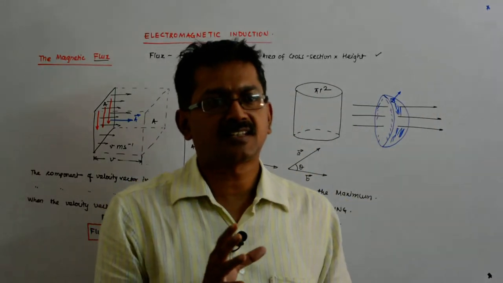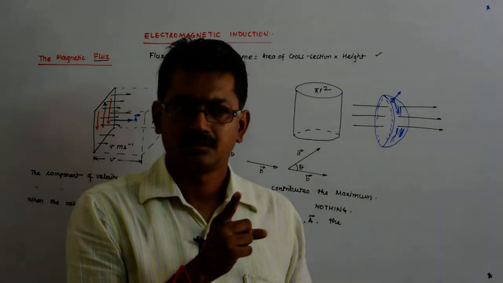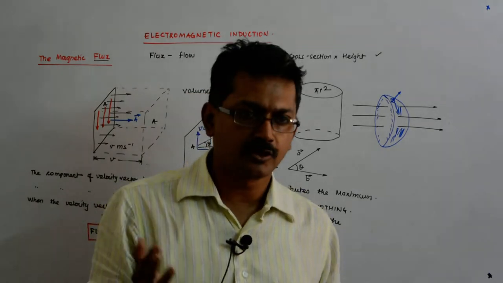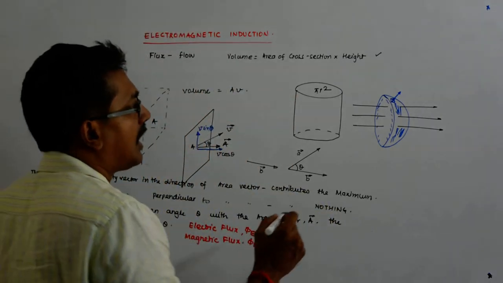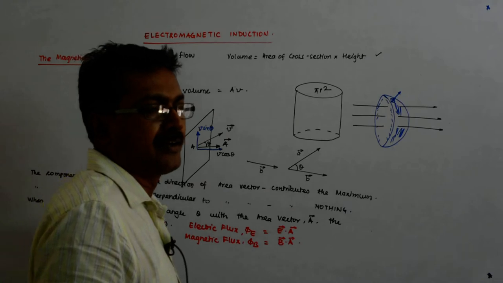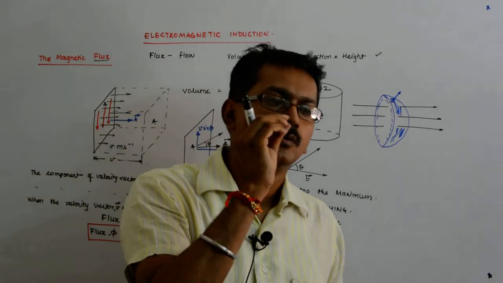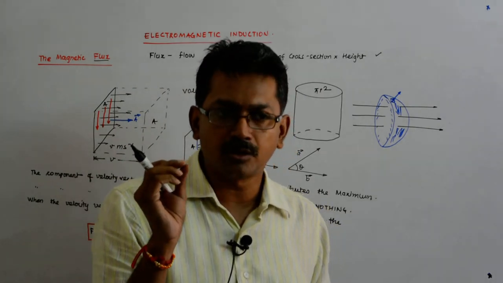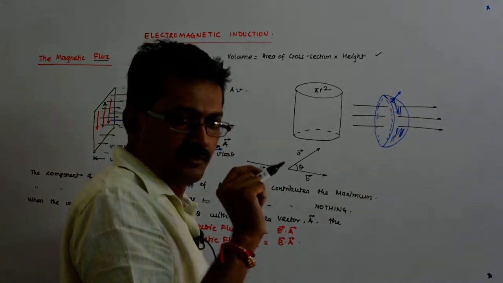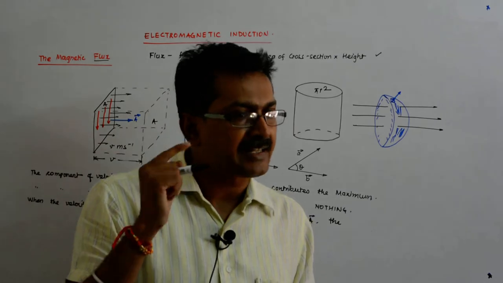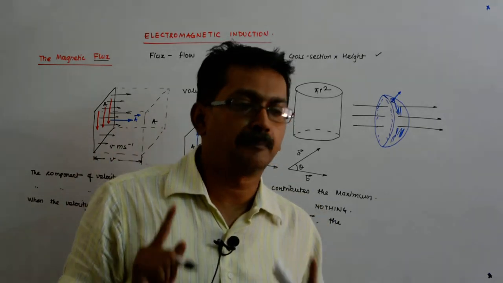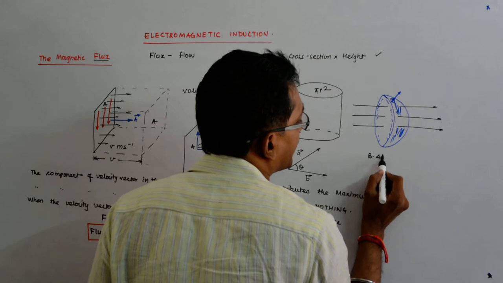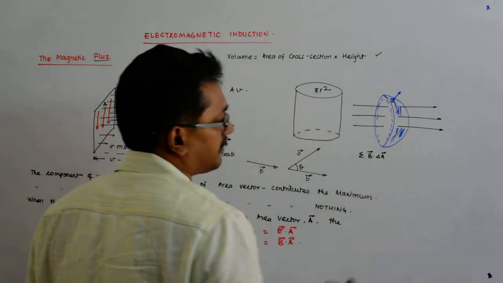It has a magnitude as well as direction, and if any of them changes, the area vector will be considered to have changed. So what happens? How do I do this? I'll have to divide my area into very, very small parts. You understand? In very small parts, and then I'll have to find out B dot A, and then sum them up. So I do something like this. I take very small areas, so B dot delta A, and then I sum it up.